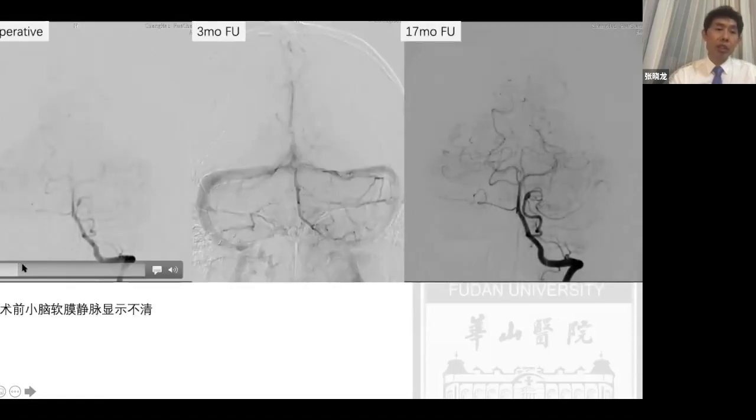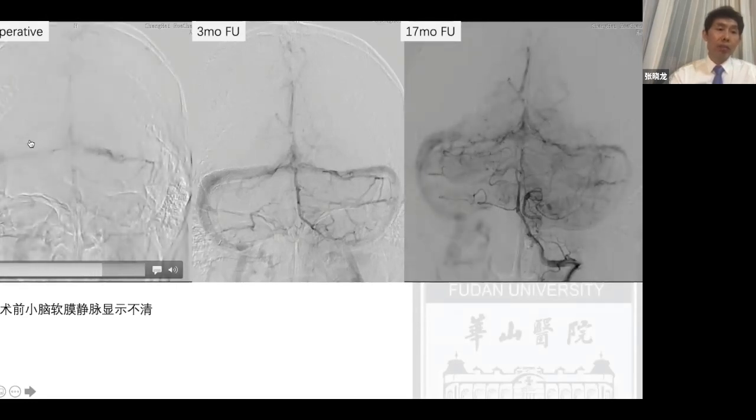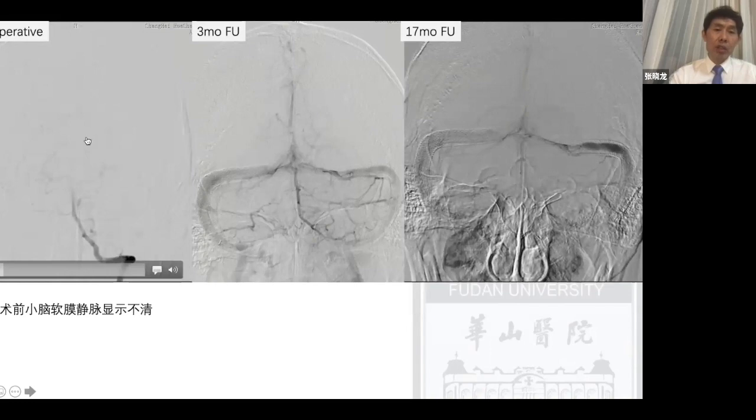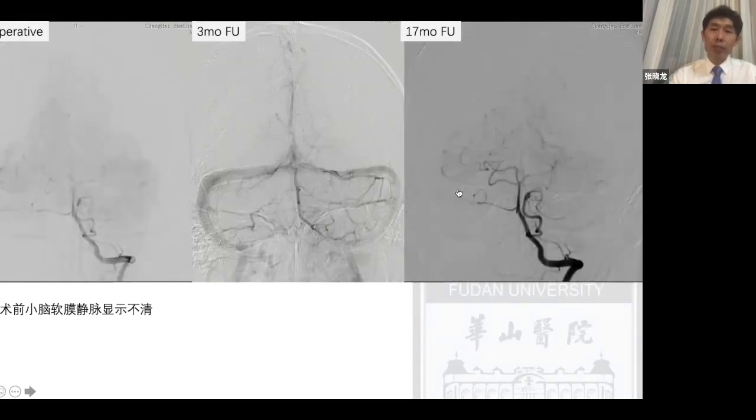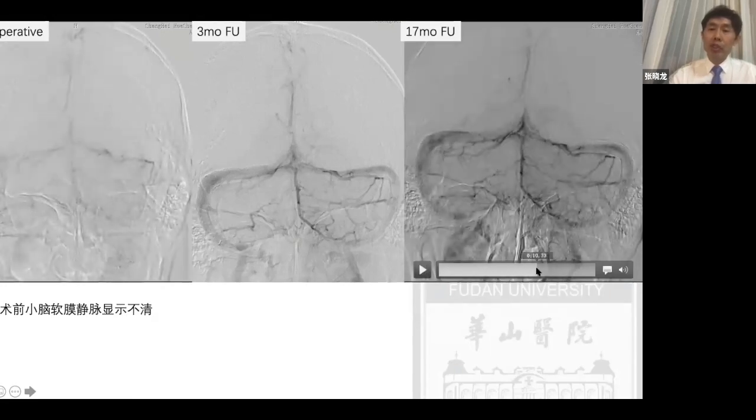The posterior circulation can still show the bilateral, this is the pre-operative, the bilateral transverse sinus was stenosed or even occluded. And here is a 3 months follow-up. And here is a 17 months follow-up. The posterior circulation was recovered very well.